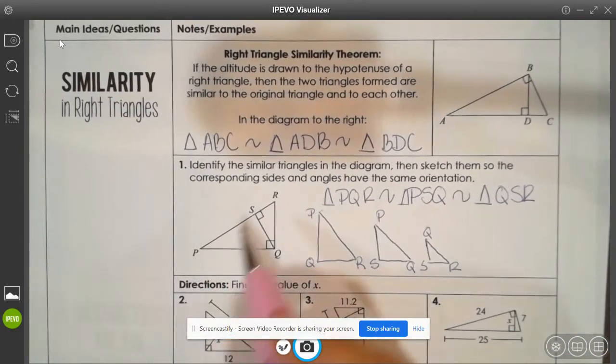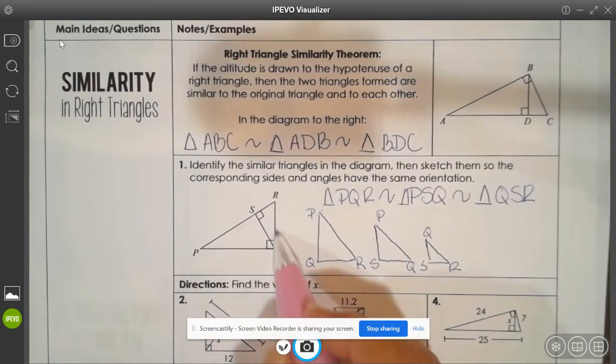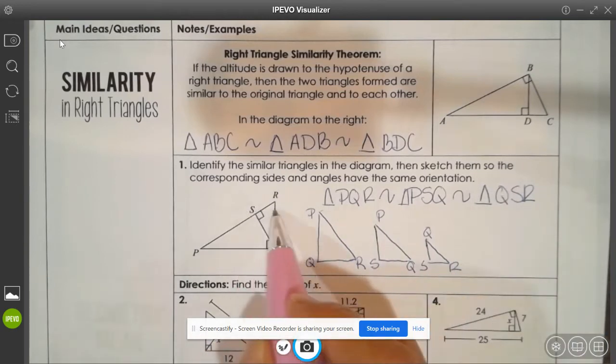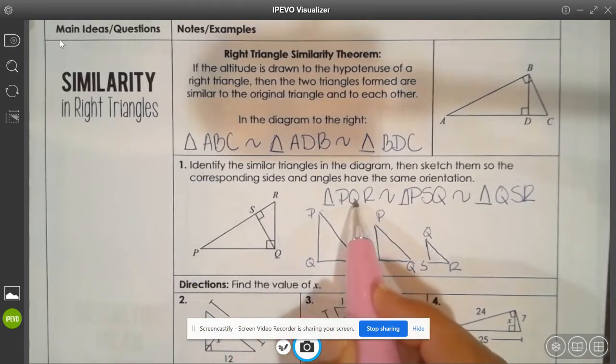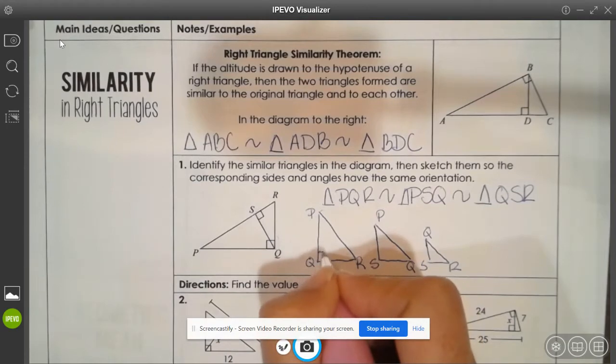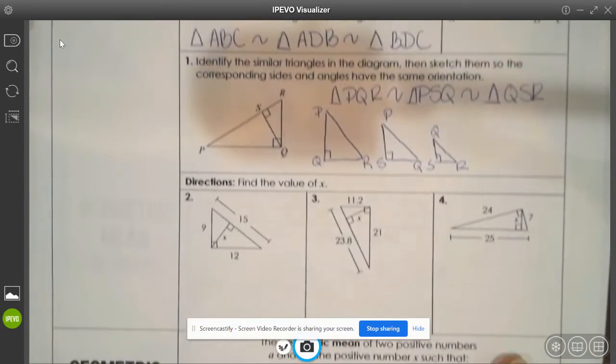All right, so same thing here. So we have the big one, which is PQR, so this triangle, the big one. Then we have the medium one, which is PSQ, that's the medium one over here. And then we have the little one, QSR. Notice that the middle letter is where the right angle falls, right? So this would be the right triangle, okay? All right, so with that, we keep going.